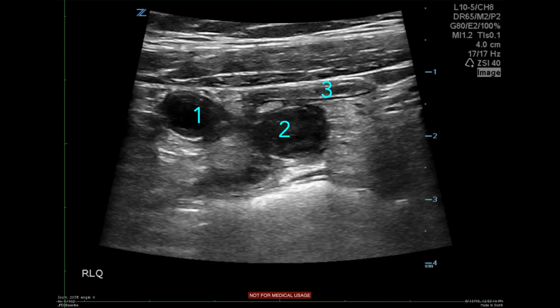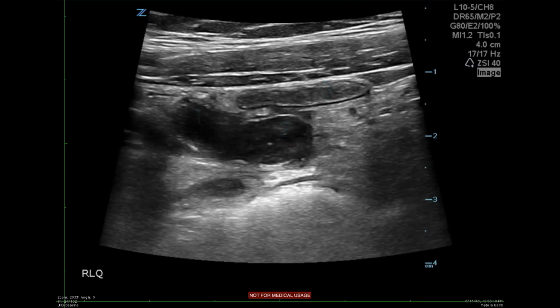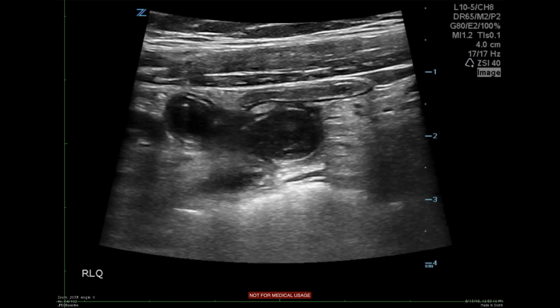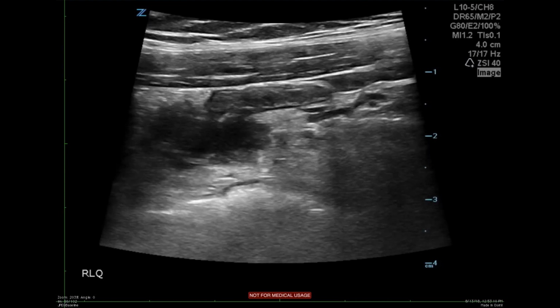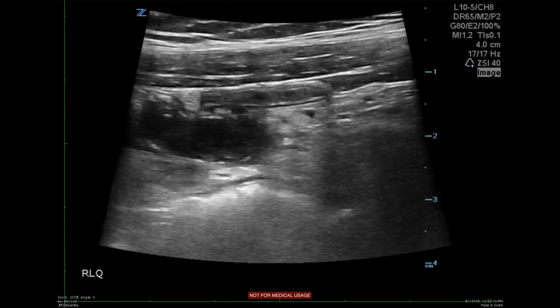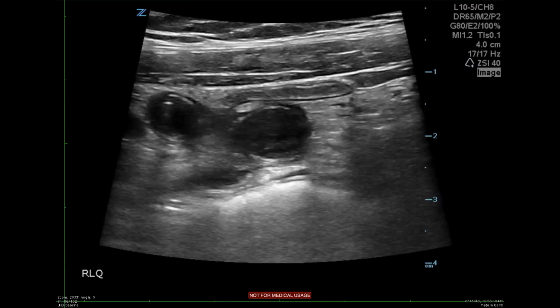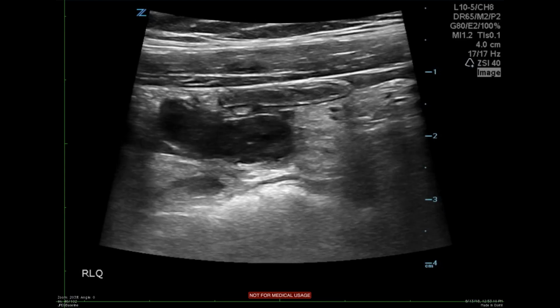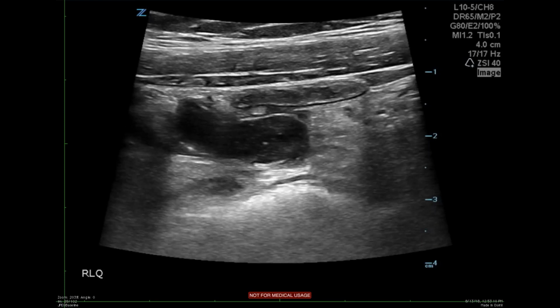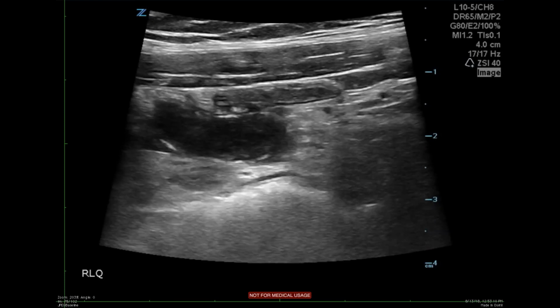Now, using what we have learned, pay attention to structures 1, 2, and 3 in the following clip. You may have initially identified structure 3 as the appendix. However, as we scan, we can see that this area is compressible and there's peristalsis within the structure, making it unlikely that this is the appendix.